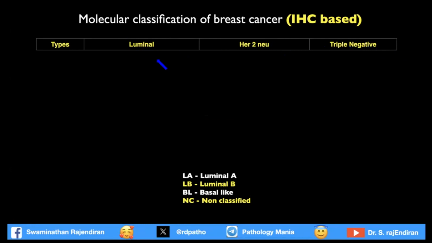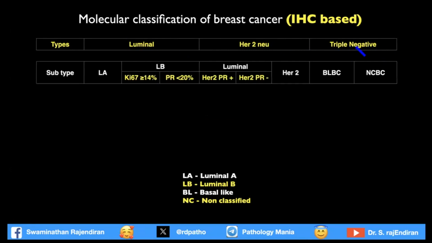Life is very simple when it is only like this. And how do you come across or type these by IHC? You do ER, PR and you do Ki67 and HER2 neu. Okay. Luminal is ER, PR positive, HER2 neu is HER2 positive, triple negative, all the markers are negative. That is the very simple.